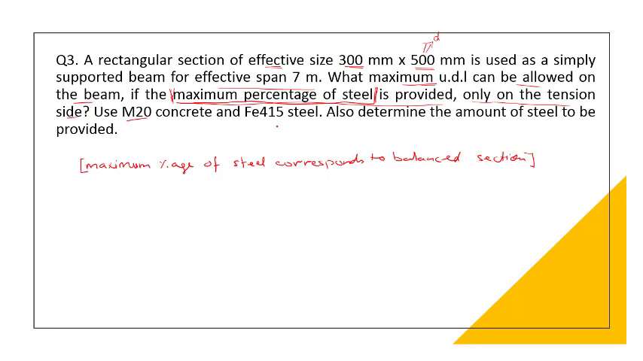So what is the material? We have M20 grade concrete and Fe415 steel. Also, we need to find out the maximum percentage steel for this problem. So let us write down the data. What data we have? Width of the beam is 300 millimeter. Effective depth of the beam is 500 millimeter. Grade of concrete is 20 Newton per millimeter square. Then grade of steel is Fe415, that is fy is 415 Newton per millimeter square.